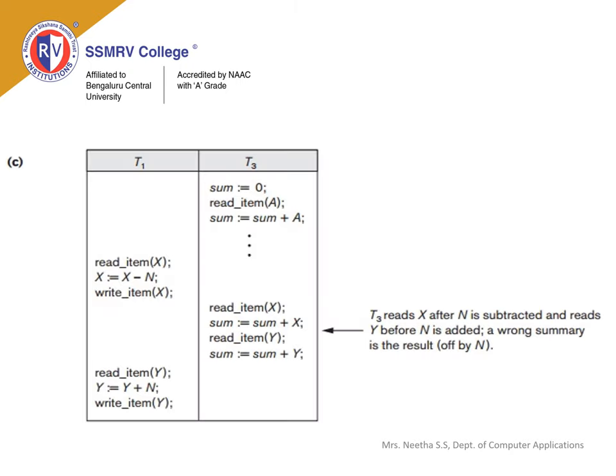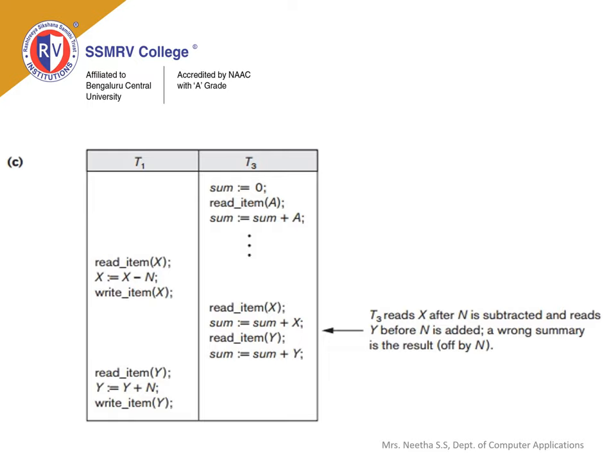Consider this example, transactions T1 and T3. Here, first transaction T3 takes place. So what will T3 do? First initialize sum to 0. Then read item of A. So sum plus A. What is the sum value here? Sum is 0 plus A. Assume that the A value is 100. So what will be the result? Sum equals 100, 0 plus 100.